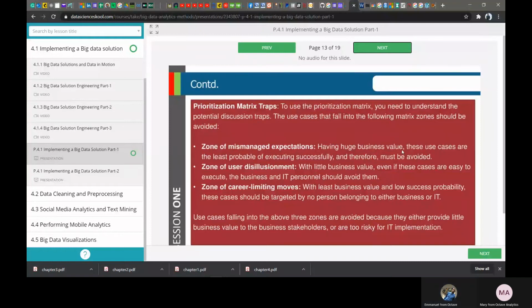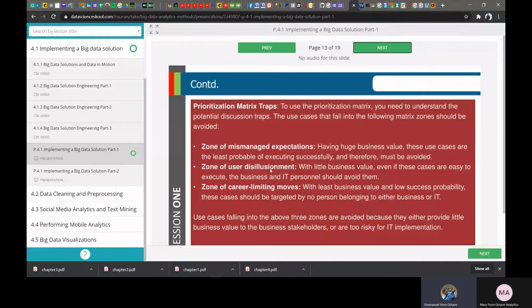Having high business value, these use cases are the least probable of executing successfully and therefore must be avoided. It means they have high business value, but they are very hard to implement. So the feasibility of implementing that solution is very low. Those are called the zone of mismanaged expectations. Those are the ones that fall at the left top corner because they have high business value but low implementation feasibility.